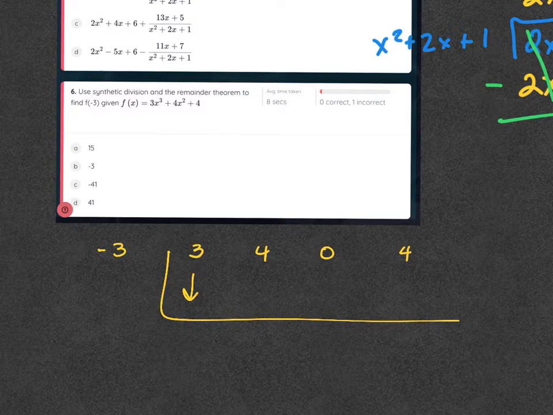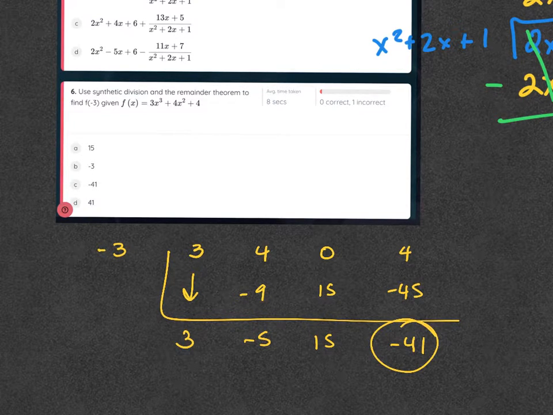And then the 4. Bring down the 3, multiply it, put it in the next column, add it. Multiply it, put it in the next column, add it. Multiply it, put it in the next column. And my remainder is negative 41.